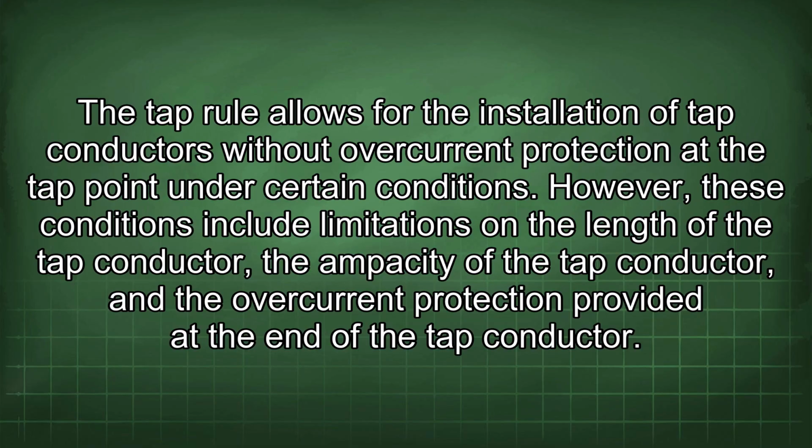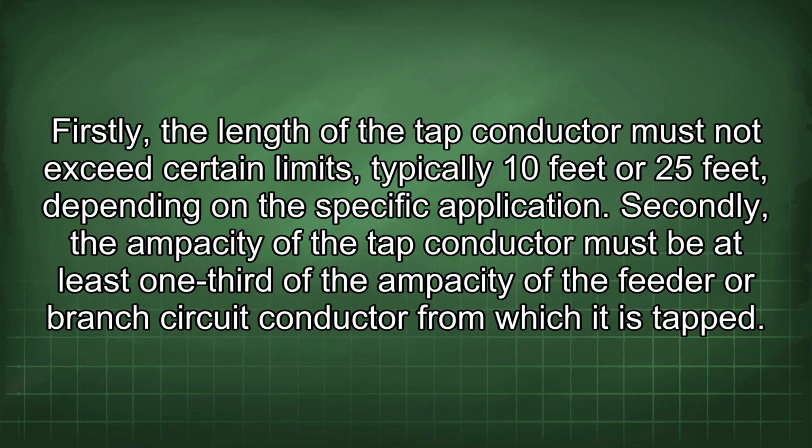However, these conditions include limitations on the length of the tap conductor, the ampacity of the tap conductor, and the overcurrent protection provided at the end of the tap conductor. Firstly, the length of the tap conductor must not exceed certain limits, typically 10 feet or 25 feet, depending on the specific application. Secondly, the ampacity of the tap conductor must be at least 1/3 of the ampacity of the feeder or branch circuit conductor from which it is tapped.